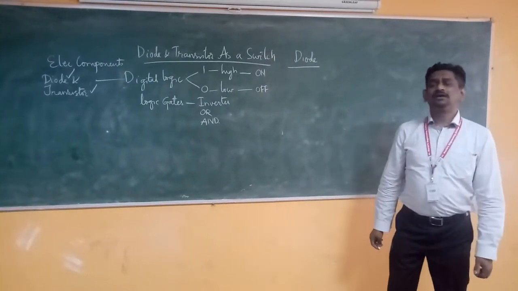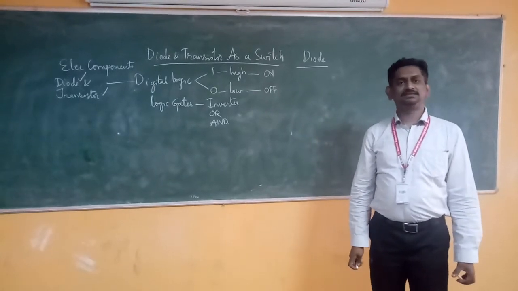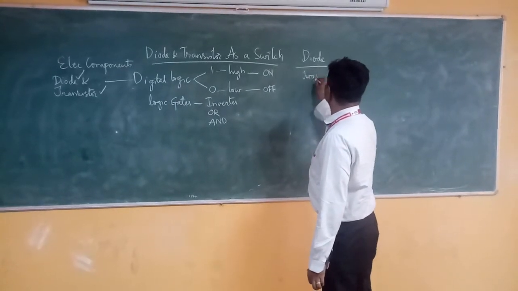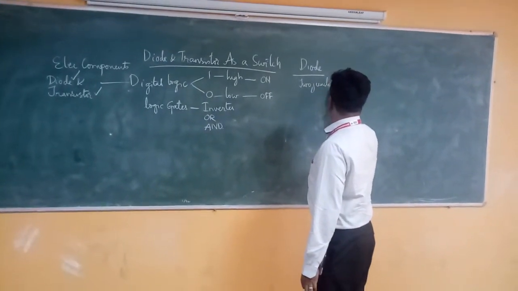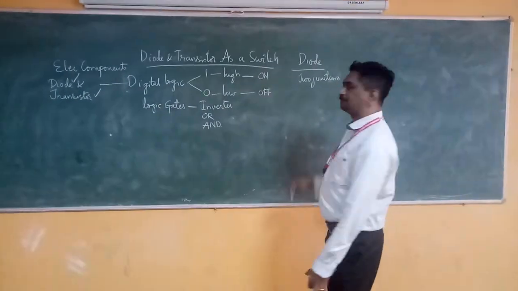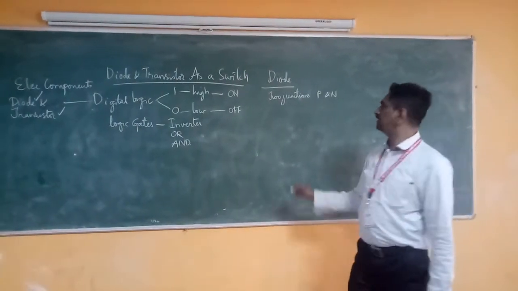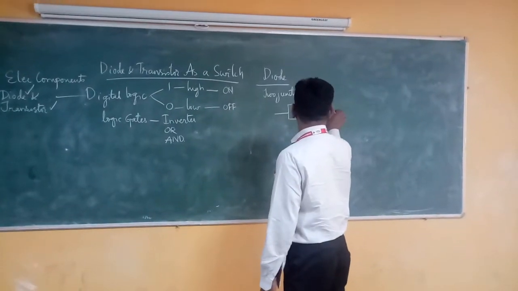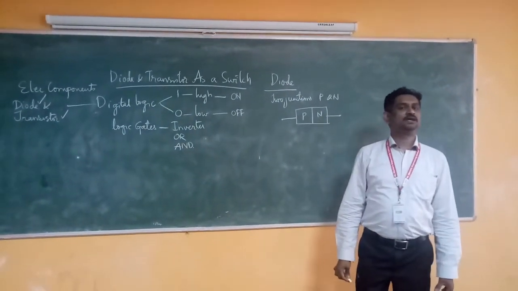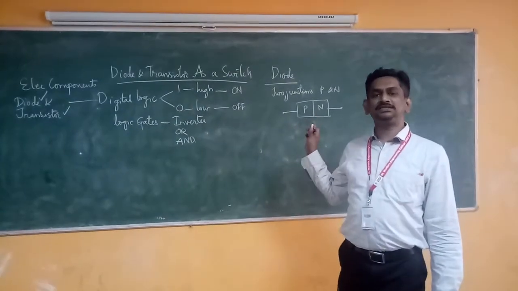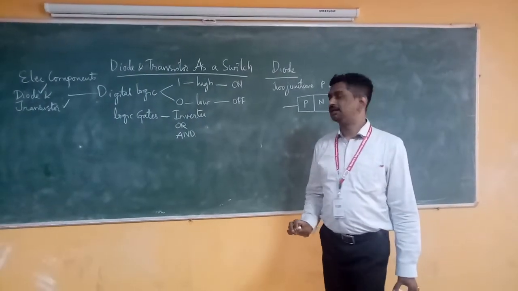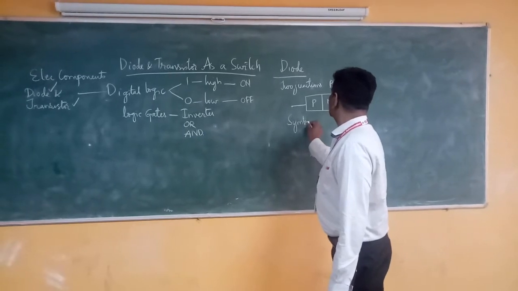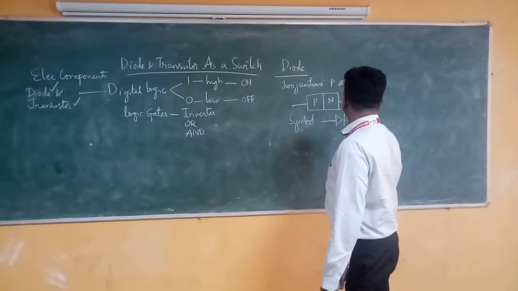So diode, here basically we learn it is a device which has two junctions, namely P and N. The formation of the diode we write symbolically as P and N, like this. Here P stands for positive, N stands for negative, and schematically I have shown it like this. Symbolically, the symbol of this diode I can show like this.